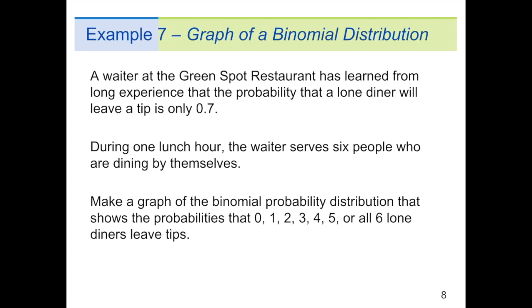A waiter at the Green Spot restaurant has learned from long experience that the probability that a lone diner will leave a tip is only 0.7. I would probably stop working there if that was the case. During one lunch hour, the waiter serves 6 people who are dining by themselves. Make a graph of the binomial probability distribution that shows the probabilities that 0, 1, 2, 3, 4, 5, or all 6 lone diners leave tips.